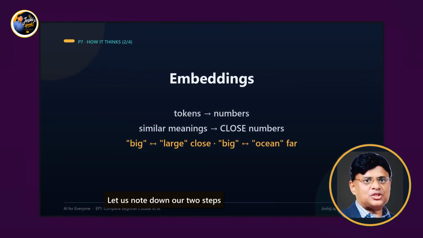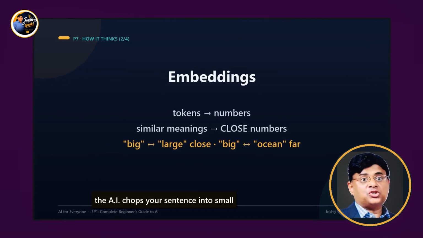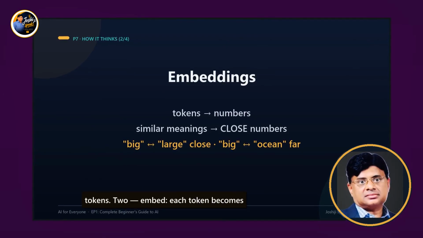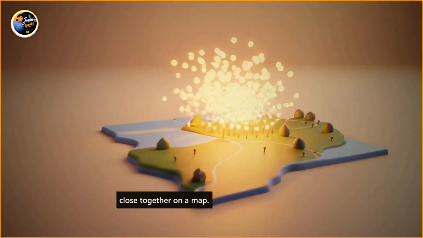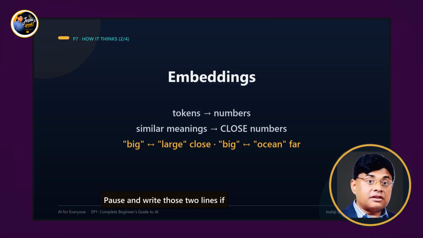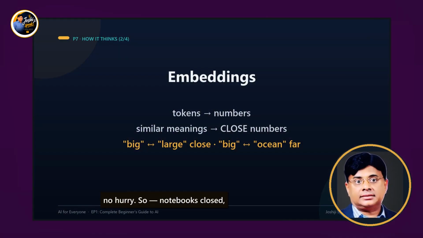Let us note down our 2 steps so far. 1. Tokenize, the AI chops your sentence into small tokens. 2. Embed, each token becomes numbers, placed so that similar meanings live close together on a map. Pause and write those 2 lines if you like. I will wait, no hurry.